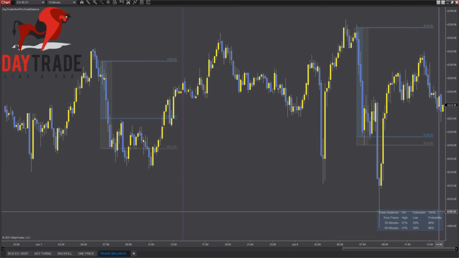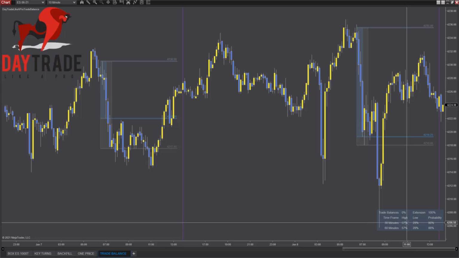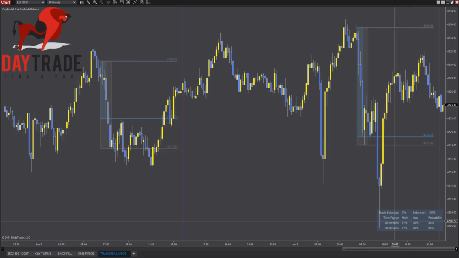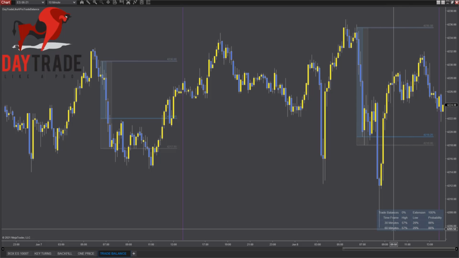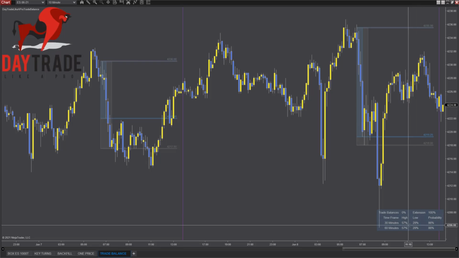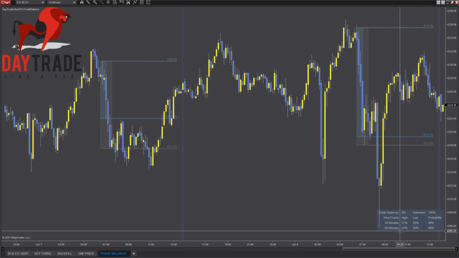So over the last 10 days, again, still not trading in balance. And it's breaking the high of both of these. So this is telling you if it's broken the high of the 30-minute, it's broken the high of the 60-minute. And same thing over here on the low. But overall, over the last 10 days, the market's been trading above the extension the majority of the time.